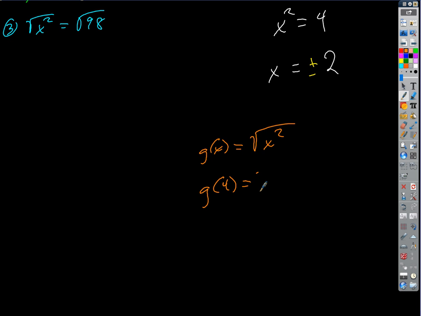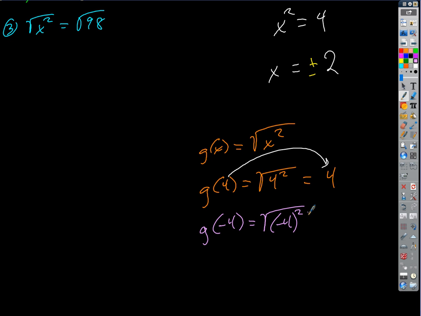Well, that's just going to be the square root of 4 squared. What's 4 squared? 16. Square root of 16? 4. So look what happened there. I input a 4 and it output a 4. How about let's try something different. What if we do g of negative 4? Well, that's going to be the square root of negative 4 squared. What's negative 4 squared? 16. What's the square root of 16? 4. Okay, now what happened? We input a negative 4 and we output a positive 4.